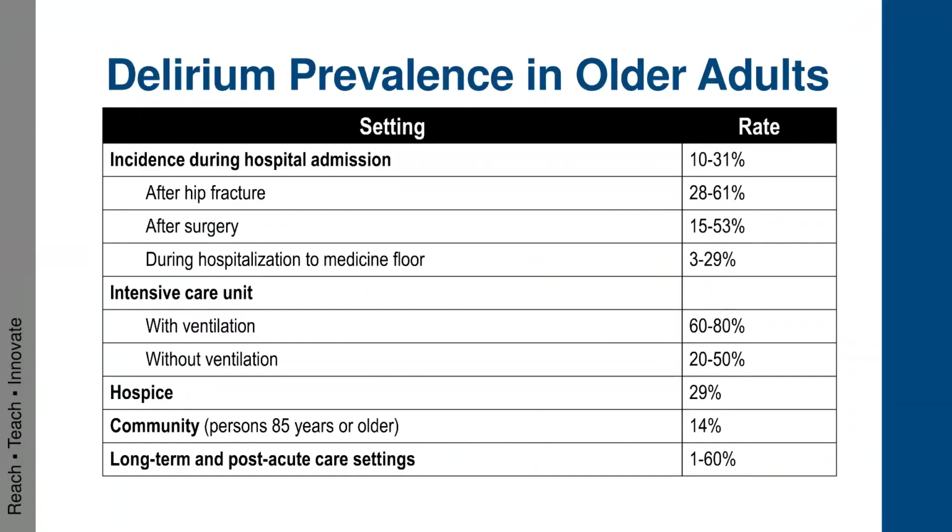Delirium is very prevalent in older adults that are in the hospital. It's very common when a patient comes to the hospital from the emergency department or perhaps after a surgery, or also especially common in the intensive care unit, especially when a patient is on mechanical ventilation. It's of course also very common in hospice at the end of life. And we may also see it some in the community when patients become ill, and of course in long-term and post-acute care settings.